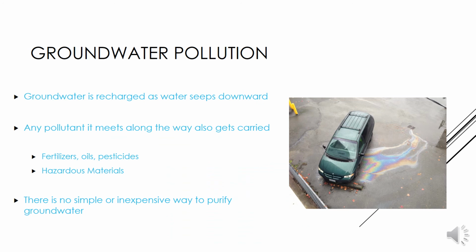Groundwater pollution. Groundwater is recharged from the top down. So water that comes down from the sky seeps downward into the soil and later into the aquifers. Any pollutant that this water runs into on its way down also gets carried with it. This is fertilizers from farming, oils, pesticides from farming, any kind of hazardous material that the water comes in contact with, leftover batteries, uranium. And as of right now, there is no simple or inexpensive way to purify groundwater. So once it's contaminated, it's pretty much just contaminated.